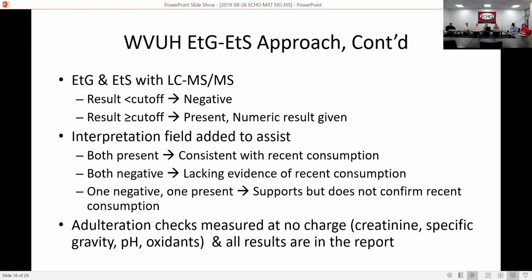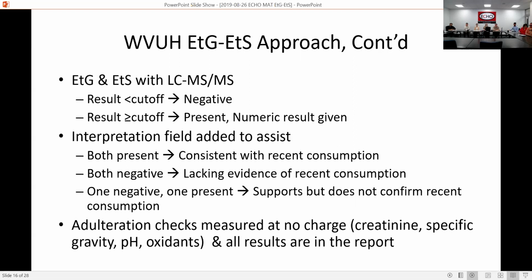So when we get any result less than cutoff for either metabolite, we call that negative, which is why I said earlier, if we have a number just below it, it ends up being negative, and that's just what we have to do in our regulatory world. If it's greater than or equal to the cutoff, we can call it a positive, and we can give that number to you. That's pretty much how every toxicology laboratory does it. But we added an interpretation field to try to help out. Most of the time it works.